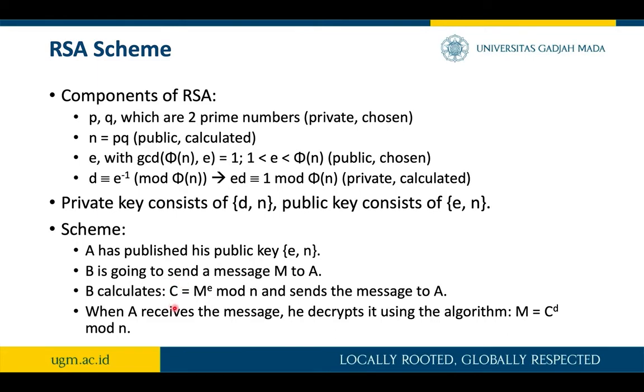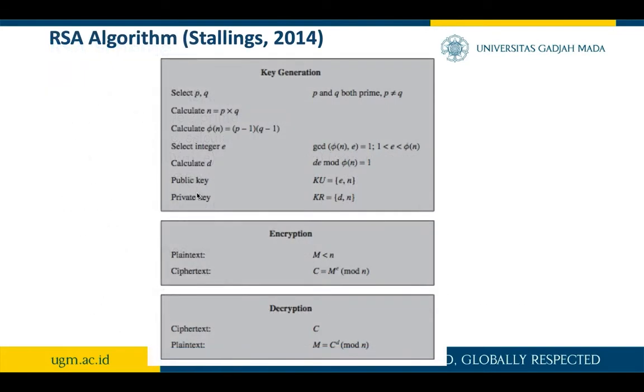C should be decrypted using his private key. So it is only A who can decrypt the message, because it's only A who owns the private key. The decryption here is just like this: M equals C to the power of T modulo N. T here is again related to E, in which T is the inverse of E modulo Cn. This is the description of the algorithm based on Stallings' book.